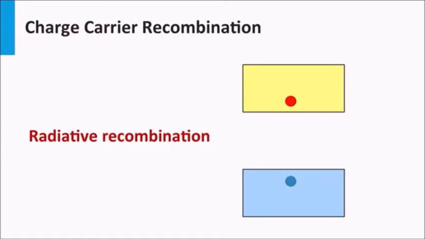The first one is radiative recombination. An electron and hole recombine together. The energy released is sent out in the form of a photon. As it costs at least the energy of a band gap to excite an electron and hole pair, radiative recombination sends out a photon with at least the energy of the band gap as well.